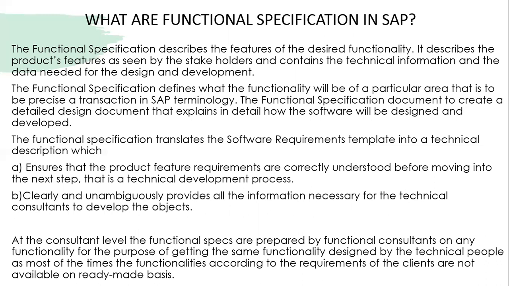The functional specification document is to create a detailed design document that explains in detail how the software will be designed and developed. So this is very important. Before this specification is done, of course, there is a lot of requirements gathering, understanding the client business, understanding the process flow, understanding the end-to-end activity of the business. And that understanding actually assists in designing what you have as your functional specifications.